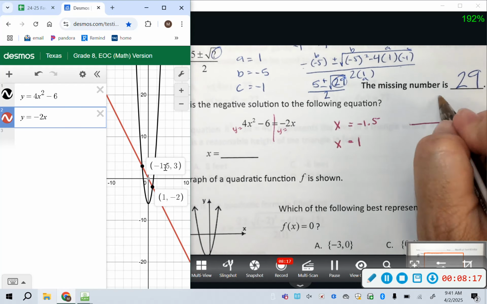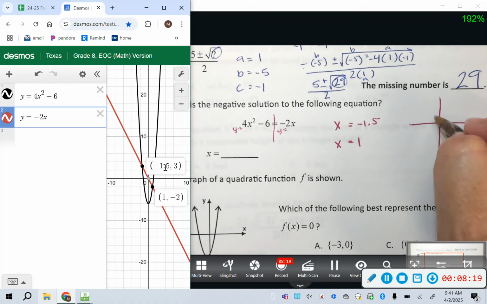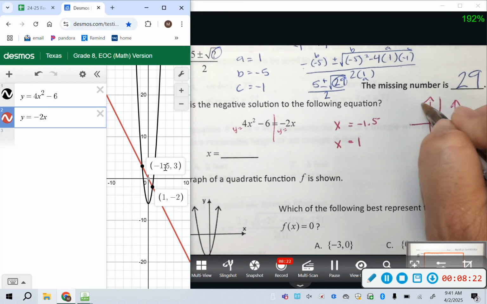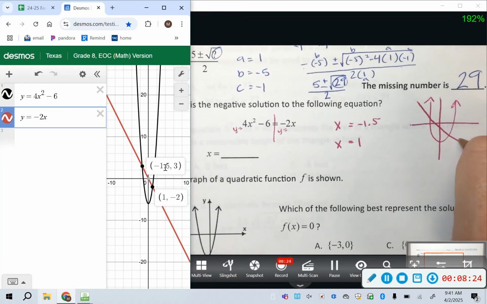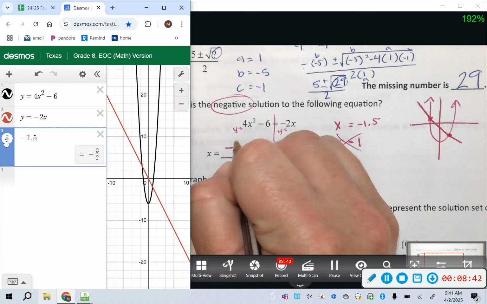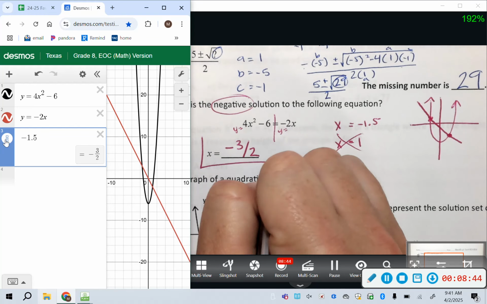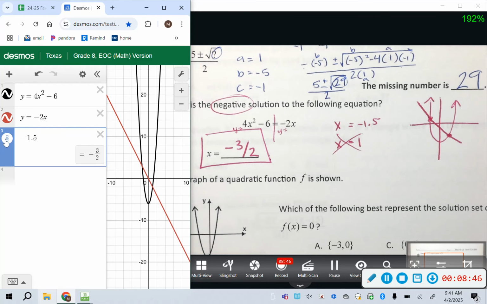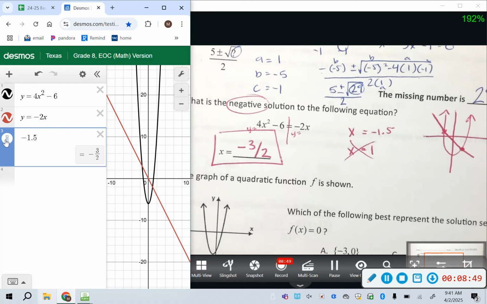Now, if you're going to use the calculator method, I think you should sketch it. Looks like this, and then like this. I didn't draw the best, but you get what I'm saying. Okay, so knowing that, it wants the negative solution. Well, this is positive, so that's not my answer. And we want fractions, so negative 1.5. So I can click this, and it's negative 3 over 2. Okay, so those are all the show work problems.